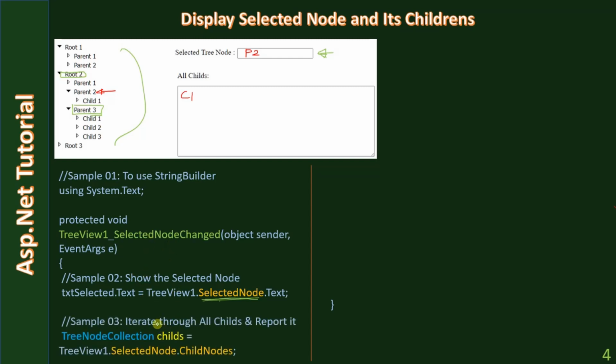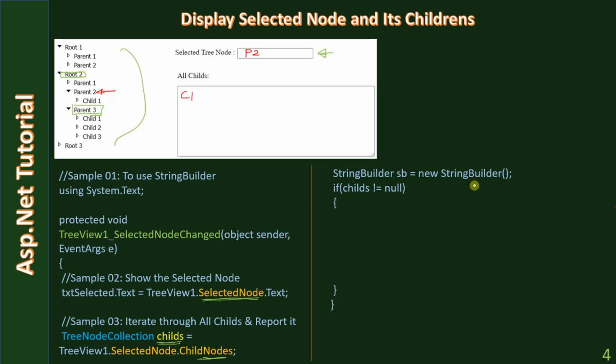Next, to retrieve all the children, here if you see SelectedNode, the same property we are using, but instead of Text here we are using ChildNodes. So this will give the TreeNodeCollection, so it's an array or collection and we are holding that as childs. For the selected node, we are retrieving all the childs. Say for example, if root 3 is picked, it doesn't have any child, but when the user picks parent 3, it has 3 childs and those will be collected into the TreeNodeCollection.